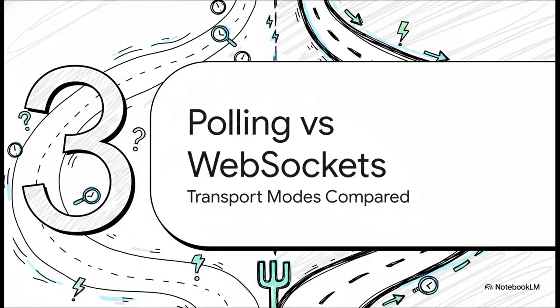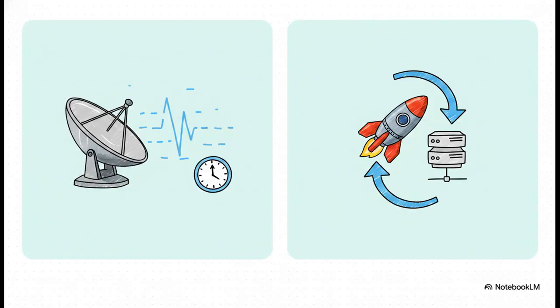Polling versus WebSockets. Now, what's really interesting about this slide is the sheer speed difference between these two setups. On one hand, we have HTTP polling. This is the universal default fallback mode. It essentially fires a POST request to your server every few seconds. Practically speaking, that means you'll see your colleagues typing with about a 2 to 5 second latency. Not terrible, but noticeable.